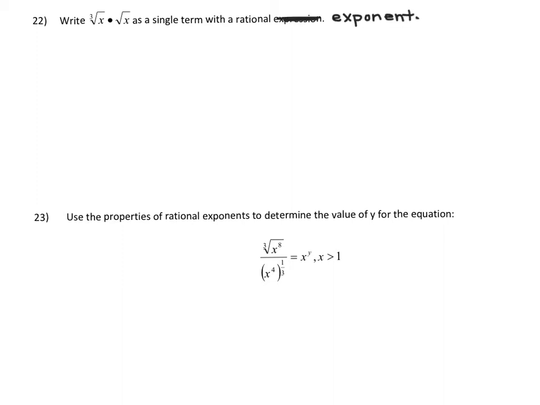Okay, and one thing I'm noticing here, the number 22 doesn't really make sense. If you can cross off that word expression and change it to an exponent. So you're rewriting this as a single term with a rational exponent. Okay, well, if we want to write this as a single term with a rational exponent, the first thing I want to do is get these out of radical form, and put them in exponential form, so they have exponents.